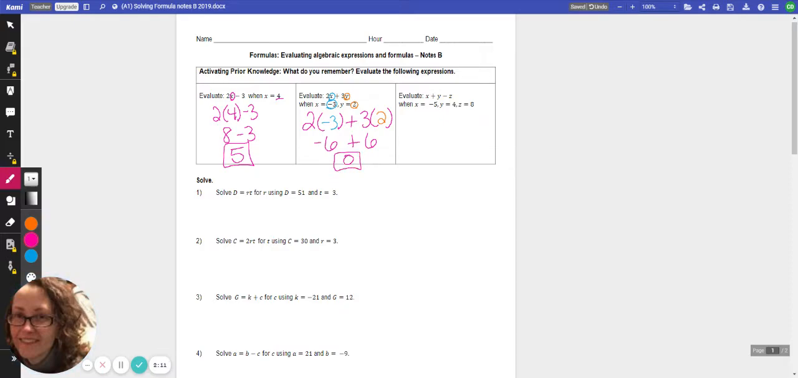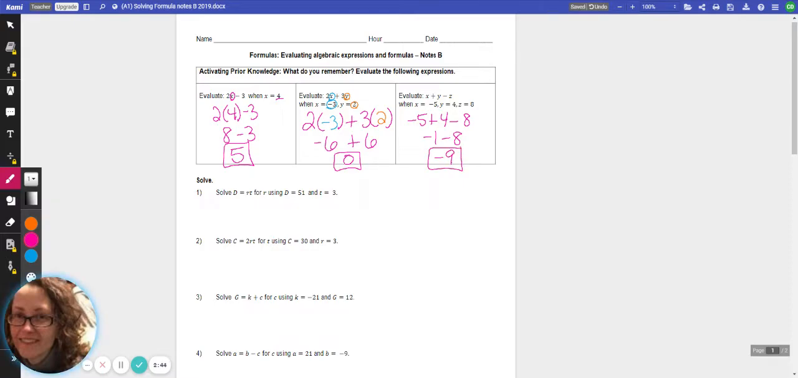For the next expression that I'm evaluating here, I'm going to substitute in for my x a negative 5. For my y value, I want to plug in a 4. And for my z value, I want to plug in an 8. So negative 5 plus 4 gives me negative 1, minus 8, and that gives me a negative 9.